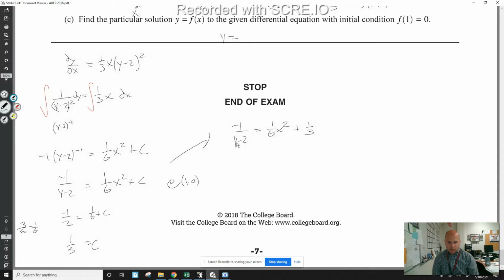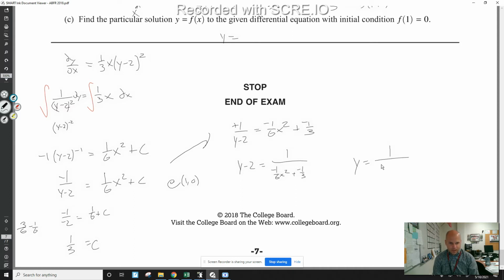Now, how am I going to solve for y? Well, I'm going to take the opposite of both sides. I can flip both sides. Now, when I flip both sides, I'm going to put everything on the right side under a 1. And then I'll solve by adding 2.